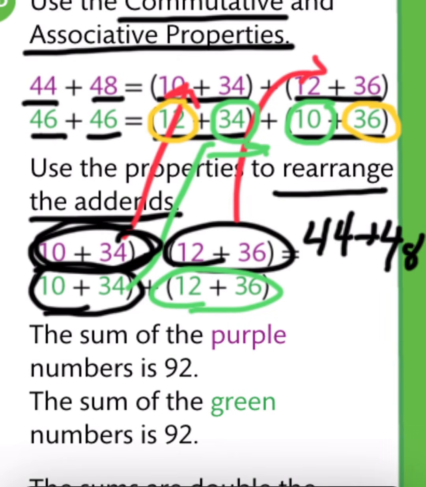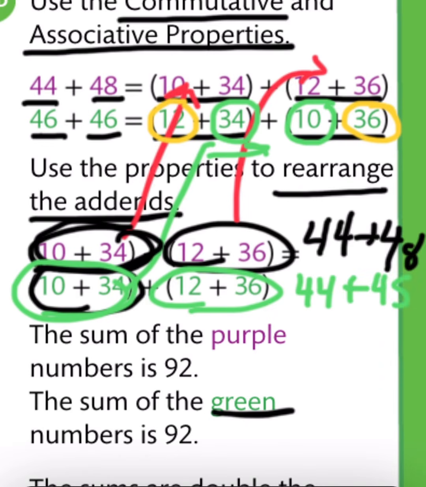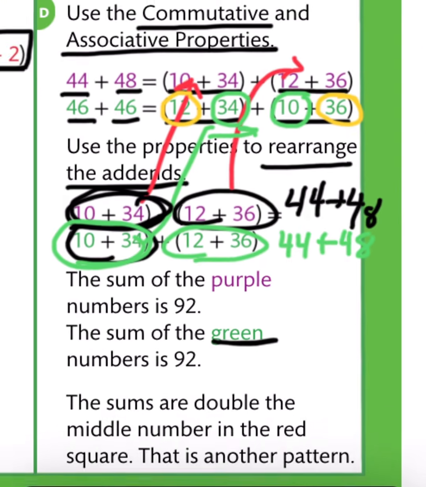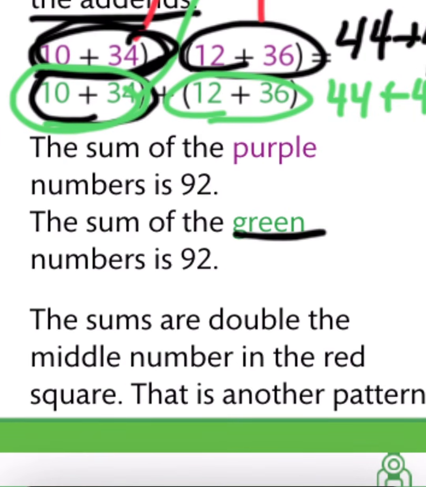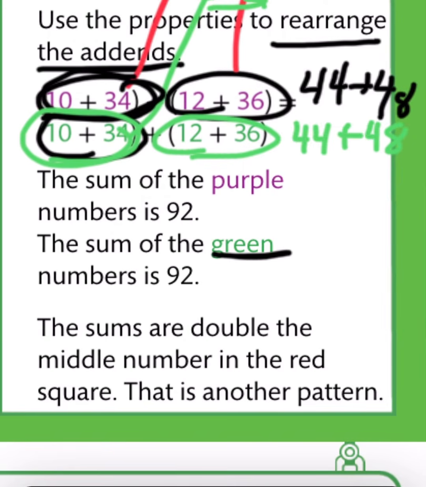Okay. And the sum of the green numbers is also 92. 10 plus 34, 44. And 12 plus 36 is 48. So she just moved some numbers around to show that both actually are still 44 plus 48 and both equal 92. Pretty complex and maybe a little complicated, but it's just a way to move some numbers around following some math rules, and we get the same answer.